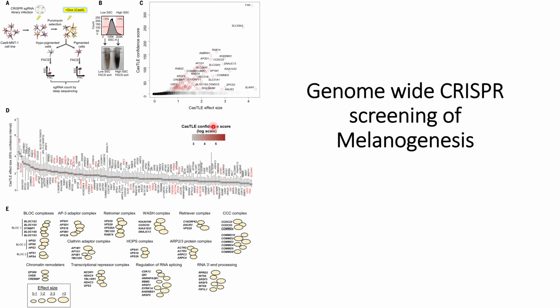Later on, they did this CAS-TLE confidence score, and these confidence scores are based on two biological replicates. That is, they treated the cells with CRISPR guide RNA library infections at two different times, and also this cell sorting happened at two times.